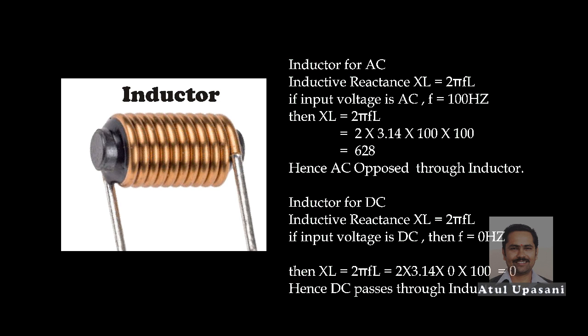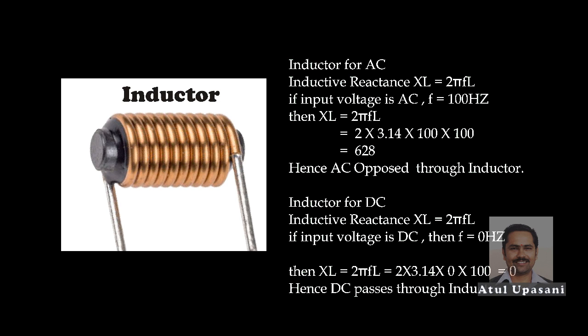The unit of inductance of an inductor is Henry. We have taken 100 Henry of inductance here. So that is why the value is found to be 628. So 628 has some finite value. So when AC is applied to the inductor, the AC is opposed by the inductor.